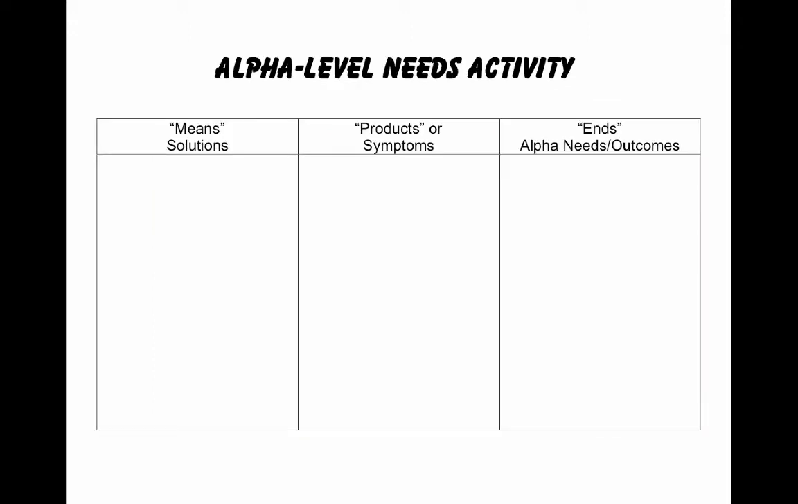We're going to start with what I call an alpha level needs activity. What I'd like you to do is take a piece of paper and draw 3 columns. The first one, means or solutions. On the second column, products or symptoms. On the third column, ends, alpha level needs and outcomes.